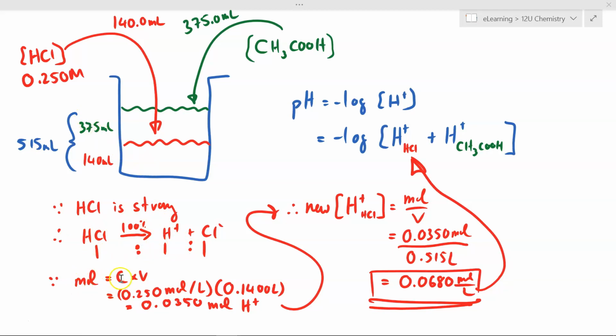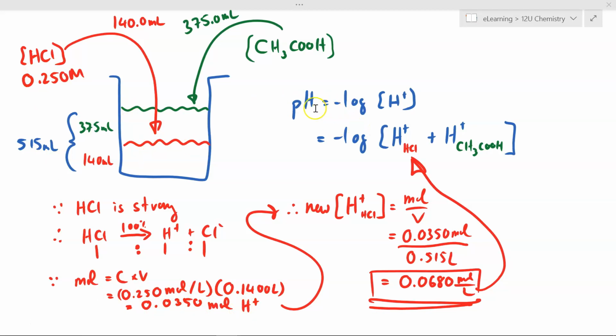So mole is equal to concentration times volume. We have the concentration of the HCl, 0.250 molar. We have the volume, which is 140 milliliters, but don't forget, you must convert it to liters in order to cancel out the units. So that's another common mistake students will make. Once you multiply these two numbers together, you get 0.0350 moles of H plus donated by the hydrochloric acid.